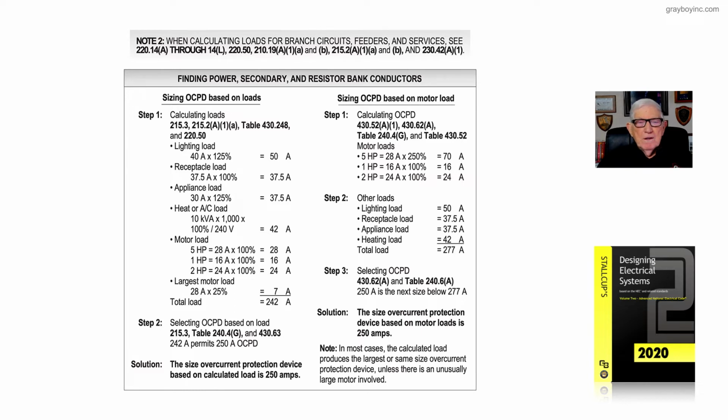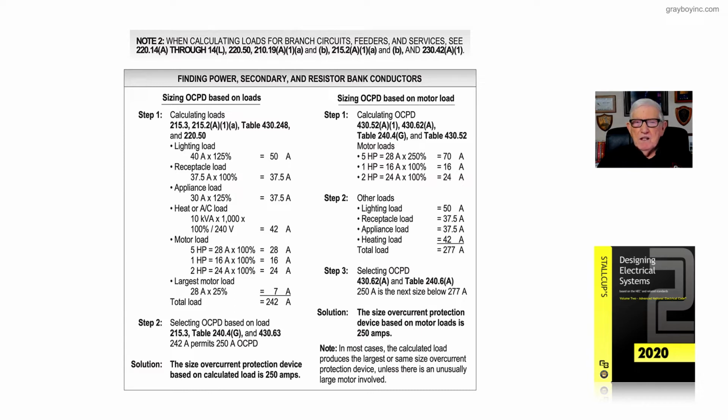The motor load, then: the 5 horse is 28 amps, so it's 100% at 28 amps. The 1 horse is 16 amps at 100%, 16 amps, but the largest motor will be figured later. The 2 horse is 24 amps at 100%. And then the largest motor is that 5 horse, and we just take it at 25%. Or you could have taken the 5 horse at 28 amps times 125%, your choice. But just to make sure we only figure it one time, we just took it at 25%, 7 amps. And notice when we total it, that comes up to 242 amps.